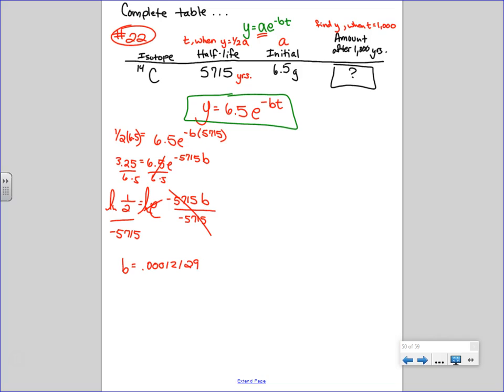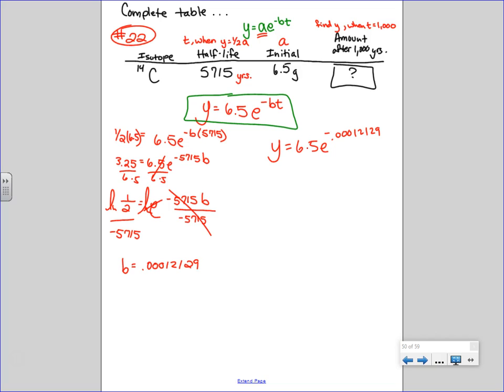Now we have b. That's a good thing, right? Because we're not done, but at least we have another piece of the puzzle. Can't we plug that in? y equals 6.5 e to the negative 0.0012129 t. That's rounded, that's okay. You could use a percent, but remember we would change it to a percent and then change it right back to a decimal and plug in. They didn't ask us to fill in a box with the percent, so we just left it a decimal.